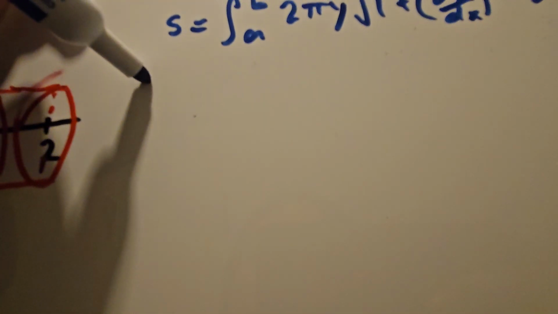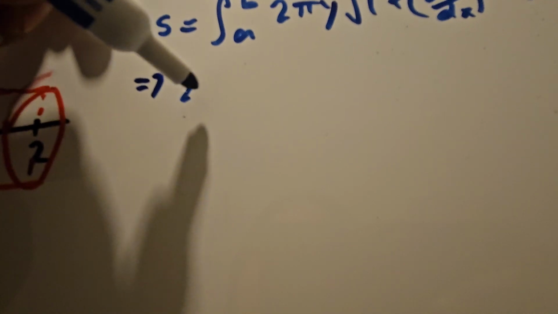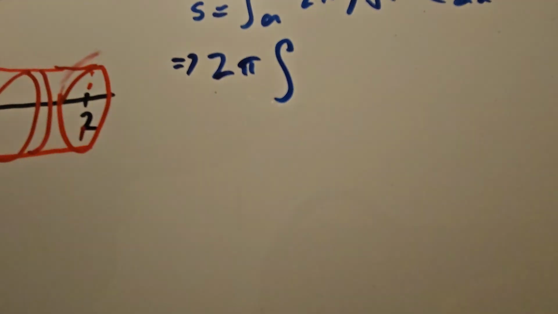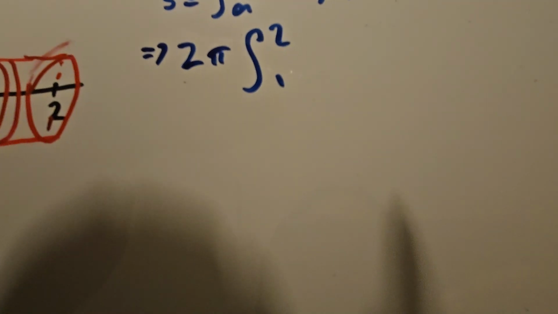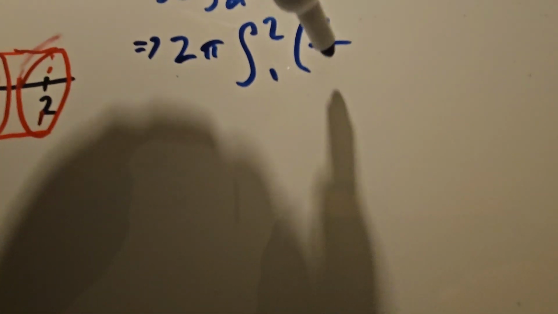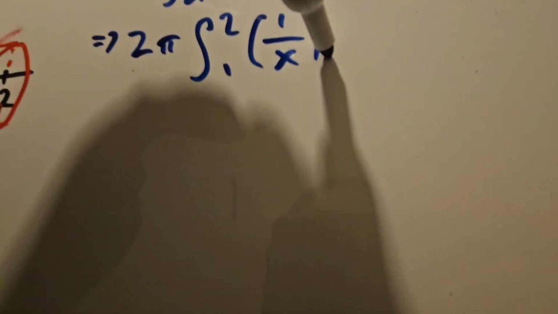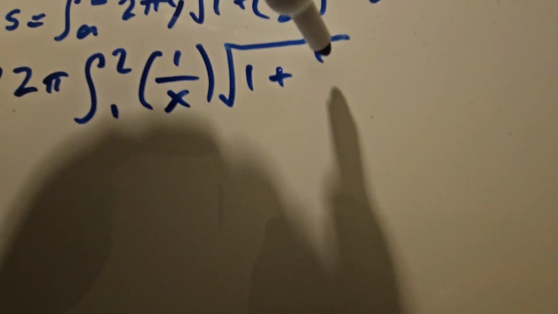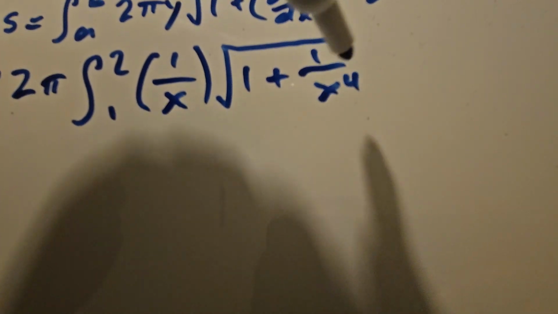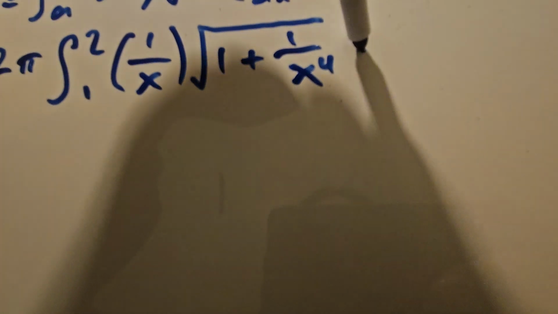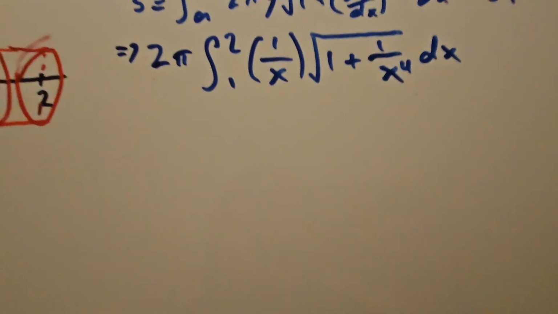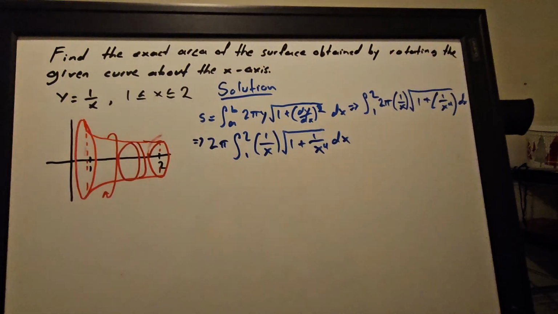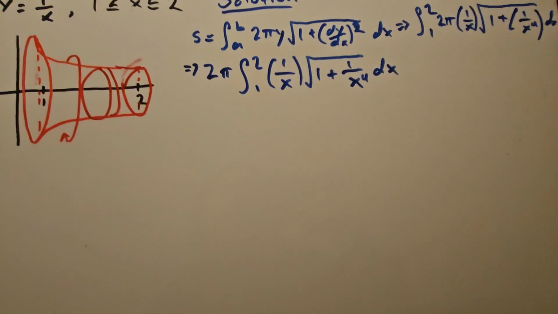That is going to be 2 pi outside of the integral. Our integral is from 1 to 2 of 1 over x times the square root of 1 plus 1 over x raised to the 4th power dx. Now we can use u substitution for this.